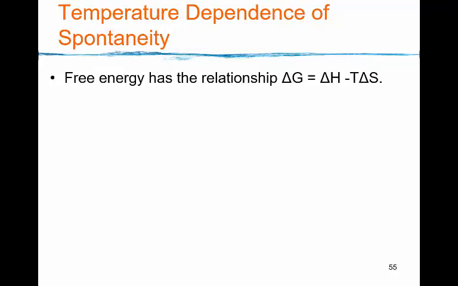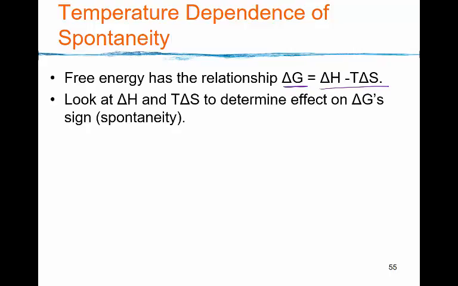Okay, so we know that the free energy has the relationship that delta G, the Gibbs free energy, is equal to delta H minus T times delta S. So if we look at the delta H and T delta S, we can determine the effect on the delta G sign. So we can actually tell by just looking, if we know those numbers without doing a calculation, if it's going to be spontaneous or not.